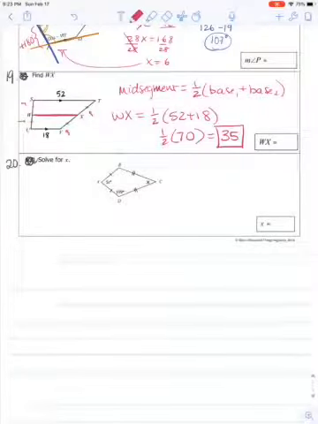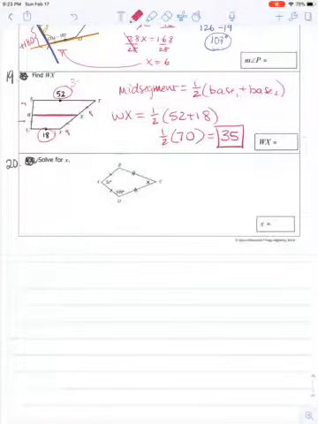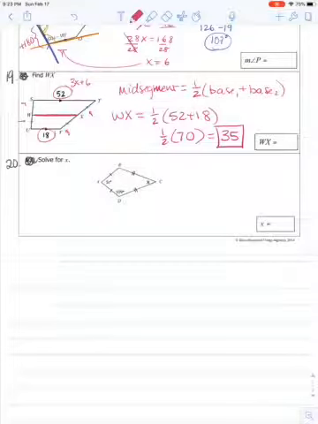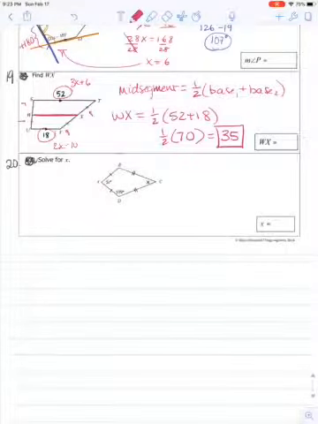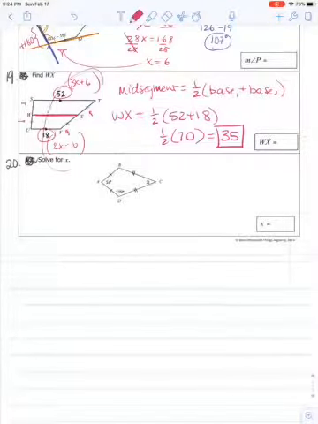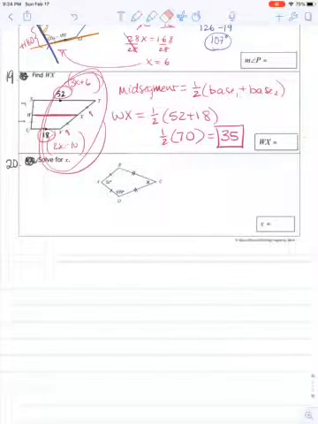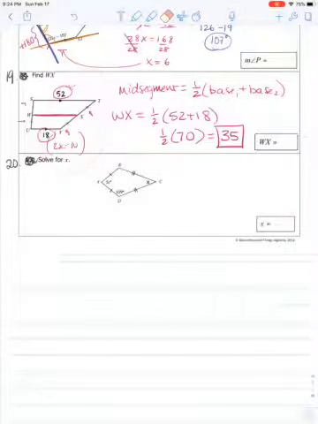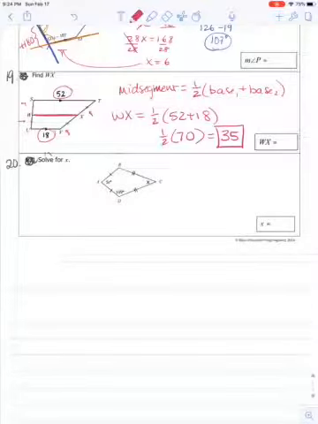Okay? And if you were my pre-AP kids, I threw in some equations here. So this might have been like 3x plus 6 and 2x minus 10 or something like that. Same thing, you're just plugging those in. So it's going to be base 1 plus base 2. Make sure you combine those like terms first. And then you can either distribute the 1/2, or what I like to do is multiply both sides by 2.